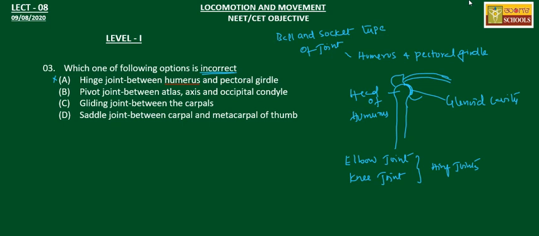Now let's see the next one: pivot joint between atlas, axis and occipital condyles. Yes, this is a right statement. Gliding joint between the carpals, yes. Then saddle joint between carpal and metacarpal of thumb. These options are right, so only the first option is wrong. As the question asked for the incorrect statement, the answer is A.